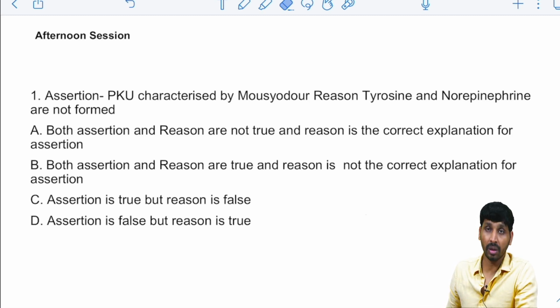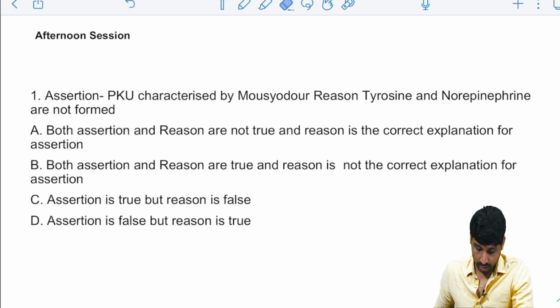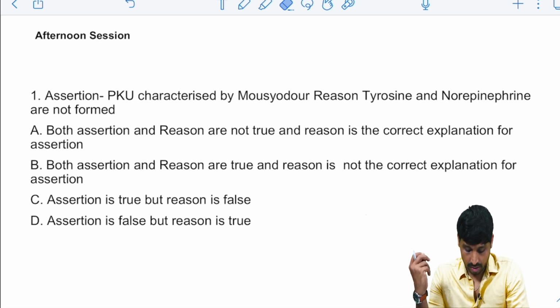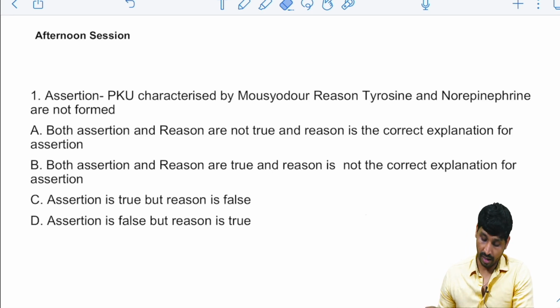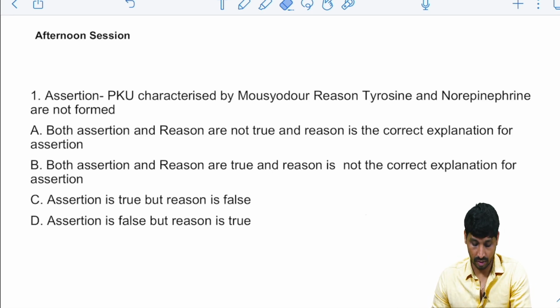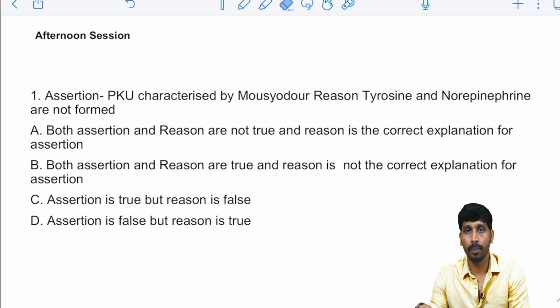So to begin with, the afternoon session. They have asked a question with assertion and reason. Here the assertion they have given: phenylketonuria is characterized by mousy odor. Yes, the assertion is correct. The reason: tyrosine and norepinephrine are not formed. Yes, in phenylketonuria, what happens? There is no metabolism of phenylalanine at all. So then how will tyrosine be formed? How will norepinephrine be formed? So both assertion and reason are correct.